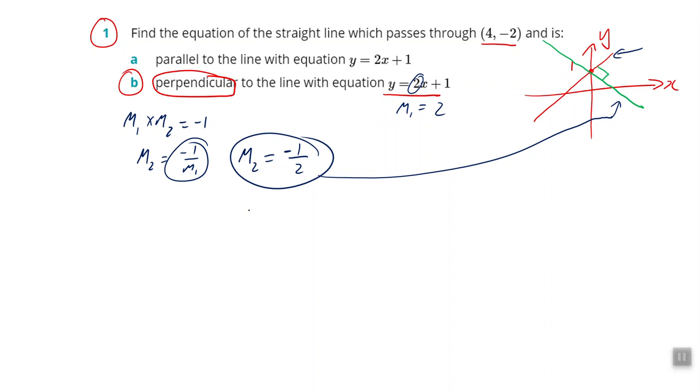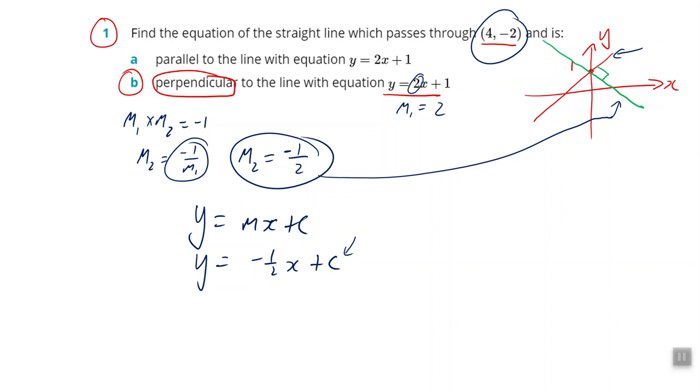Okay, so how do I get the equation? We know y equals mx plus c. Okay, my m I already know for the perpendicular gradient's -1/2, so I'm just going to plug that in. I just need to find my c value. Okay, so to get the c value, I sub in a point that the line passes.